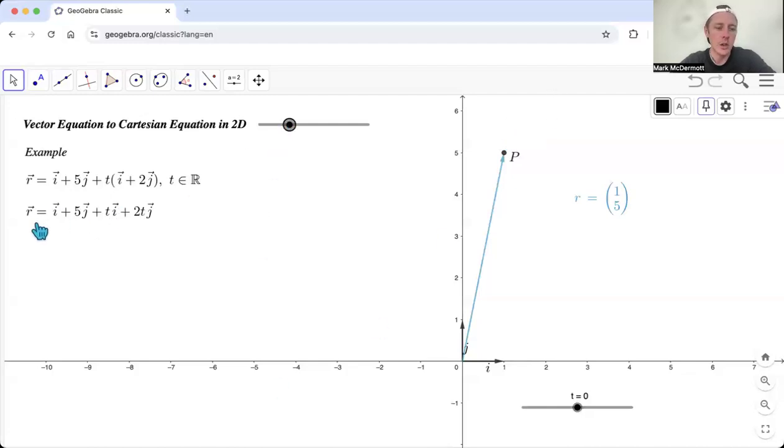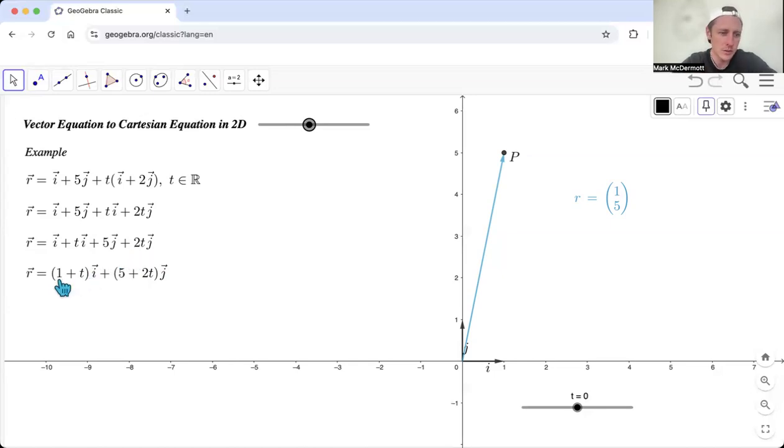So what we can do is expand this t in. Just using the distributive law, you get t multiplied by i plus 2t multiplied by j. Then we move things around a bit, getting the i vectors together and the j vectors together. So we get r equals i plus ti plus 5j plus 2tj. Let's take out the vector i as a common factor of the first part. We'll be left with (1 plus t)i, so that's our vector in the x direction. Similarly here, take out j as a factor, and you're left with (5 plus 2t)j.